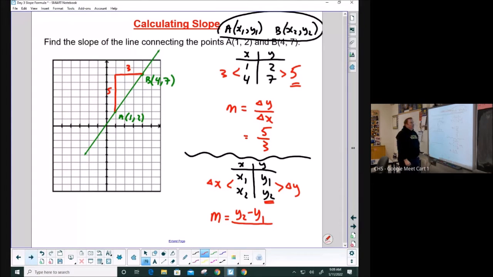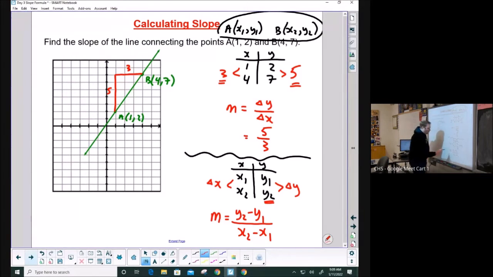Over, now let's talk about how we came up with the 3. The 3, we're on 4 now. Where did we start? We started at 1. So we did 4 minus 1. And so in this case, we're going to do x2 minus x1.